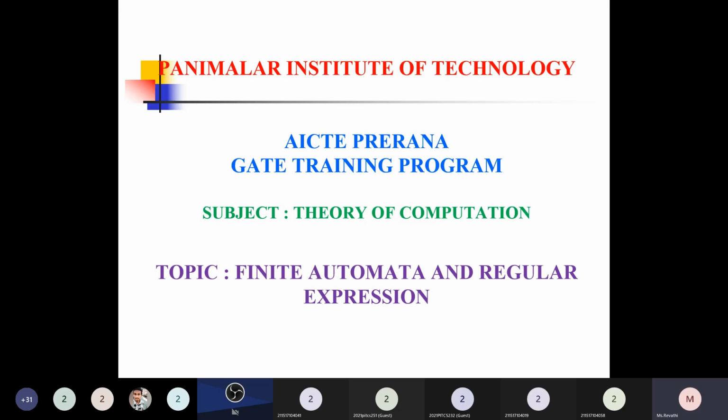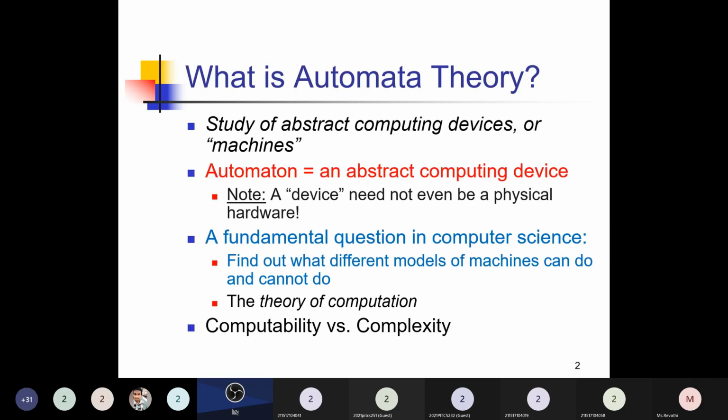Good morning, students. Today in theory of computation class, we are going to discuss finite automata. Before entering into the subject, first we should know about automata theory.